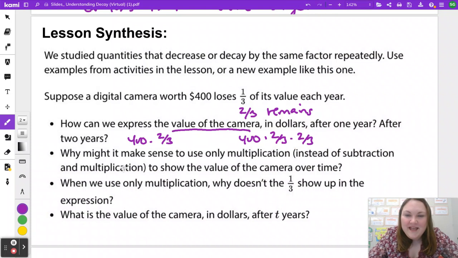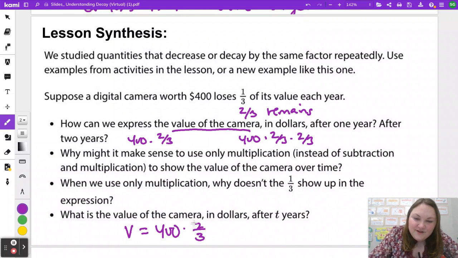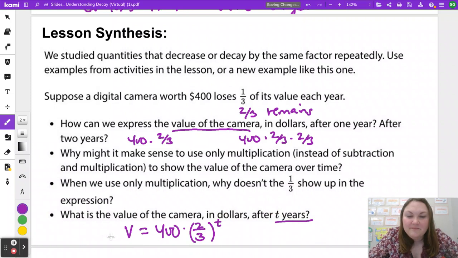And so the reason we had started off this lesson talking about how you figure these out with multiplication, and not subtraction, is because exponential equations just have multiplication in them. If you think about how we would represent this equation, I'm going to jump down to the bottom. The value is starting at $400 and multiplying by 2/3 every single year. And so I would use the variable t for the number of years. When you write an exponential equation, there's no subtraction in it, just multiplication, which is why we needed to learn how to do that math with multiplication.